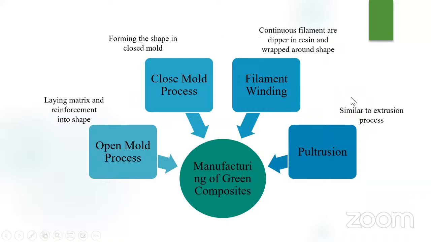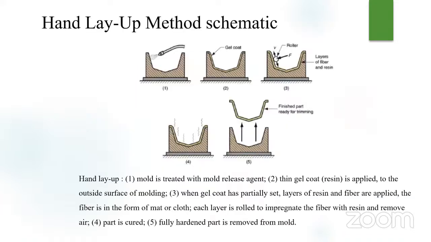Filament winding, you have a continuous filament coming out of the machine, and while coming out of the machine, it is being dipped in the resin and wrapped around a particular shape. So we will discuss these techniques one by one.